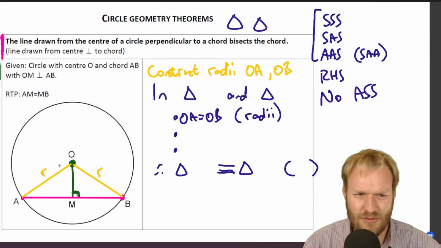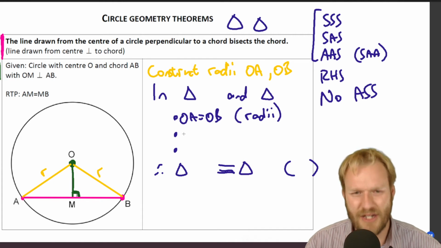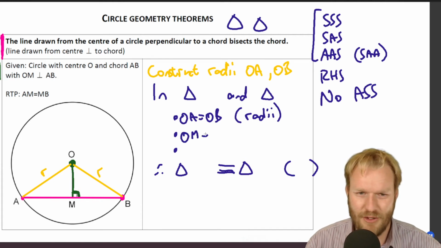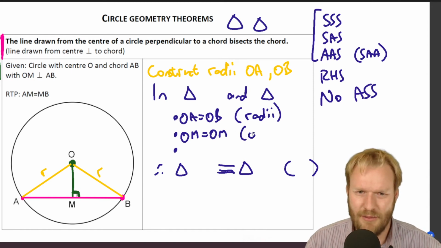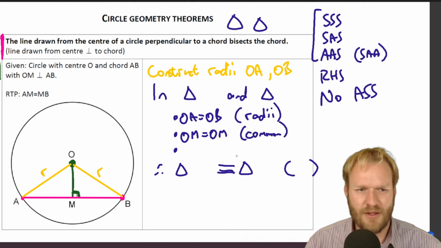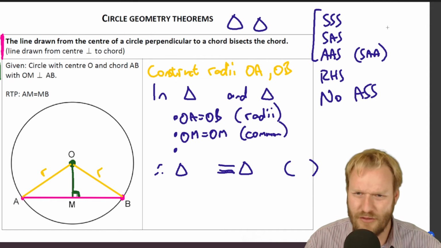Okay, then we've got this side OM. Well, it's common. So you could either write OM is common or OM equals OM. It always feels a little bit bizarre to write that it's the same, but somewhere you're mentioning this word that it's common. And we're thinking, which of these are we going to use?